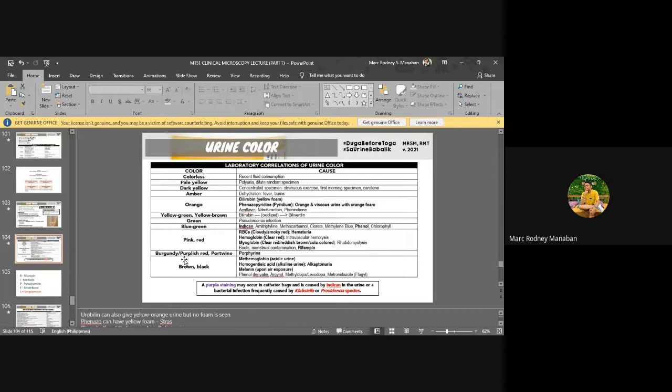Actually, I saw a post about this on Facebook where it happened. Alright, when the urine has purple staining, it's because of Klebsiella or Providencia. Alright, take note of that.